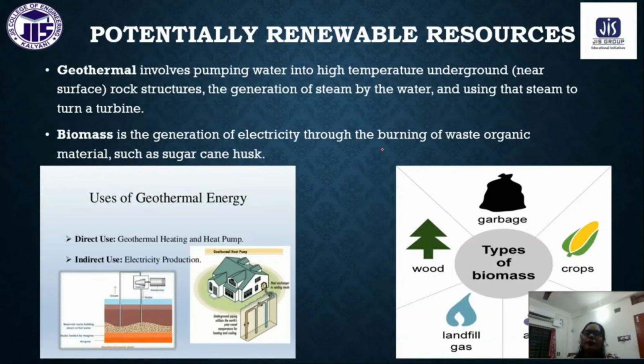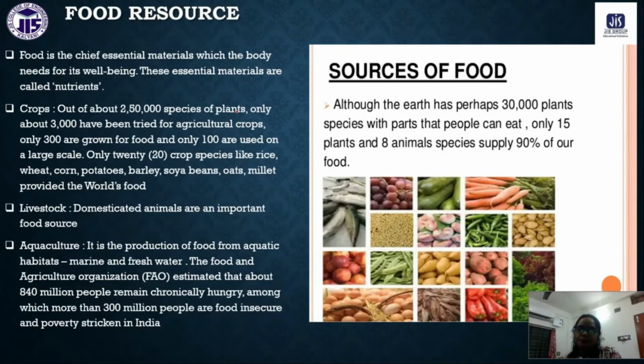Okay, and one more thing we have, that is geothermal. Geothermal involves pumping water into the high temperature underground, generating steam from the water, and using that steam to turn a turbine. So thus electricity will be generated. This is called the geothermal process. And as we all know, biomass, that means all types of organic waste, can also be used for the generation of electricity. So this is all about the potentially renewable resources.